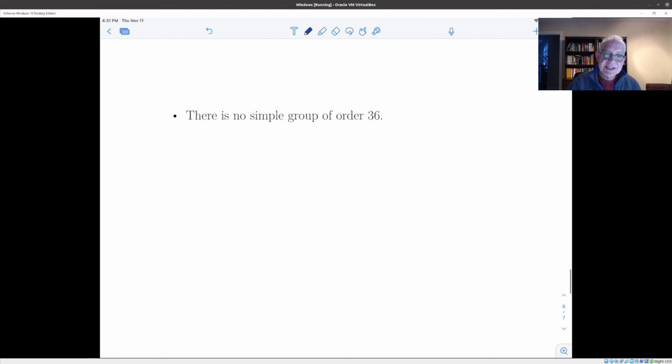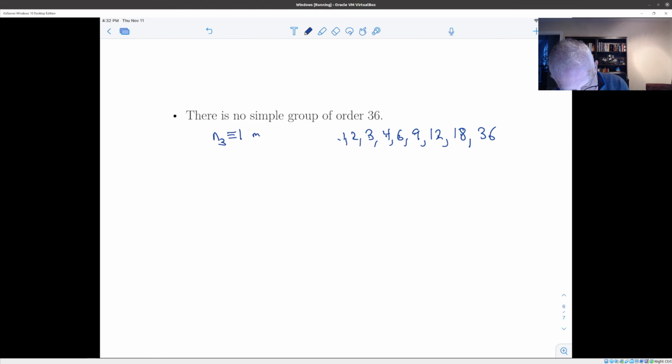What about 36? Well, 36, we can go back to our n factorial trick, but using 4 instead of 3. The point being that we look at n sub 3. The divisors of 36 are 1, 2, 3, 4, 6, 9, 12, 18, and 36, I believe. So N3 has to be a divisor of this, and it has to be congruent to 1 mod 3.